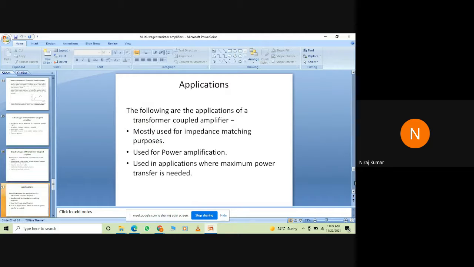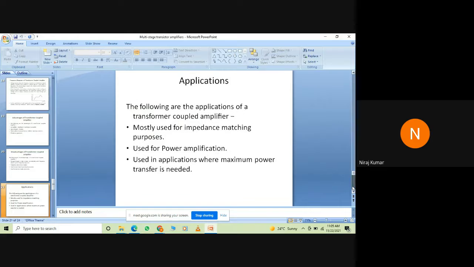What are the applications? Transformer coupled amplifiers are mostly used for impedance matching purposes and for power amplification. They are used in applications where maximum power transfer is needed.